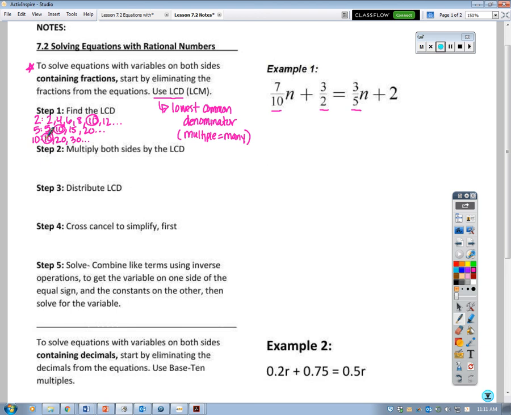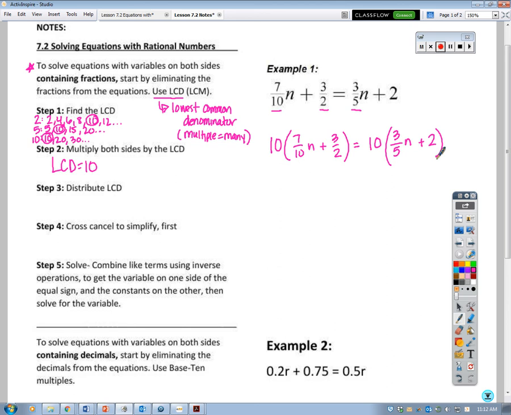So now that I've found my lowest common denominator, I am going to multiply both sides of the equation by my LCD. So I'm going to take 10, because that's my LCD, and multiply it by this side of the equation, 7/10 n plus 3/2 equals, and I'm going to multiply this side of the equation by 10 as well: 10 times the quantity 3/5 n plus 2. Okay, so I'm multiplying both sides by the LCD.